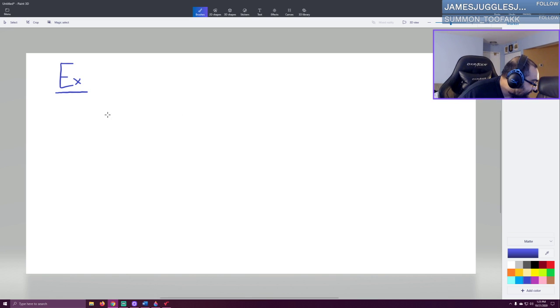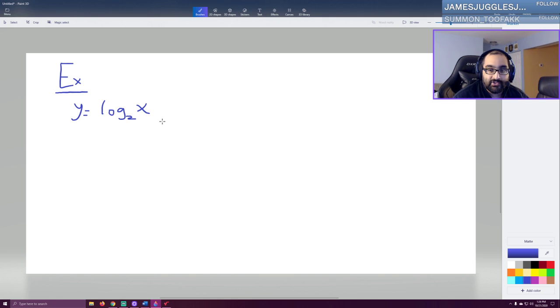All right, let's look at an example here. Okay, let's look at y is equal to log base 2 of x. And let's say we want to go ahead and make an xy table for log base 2 of x. All right, and we're going to use the same numbers as we did before.